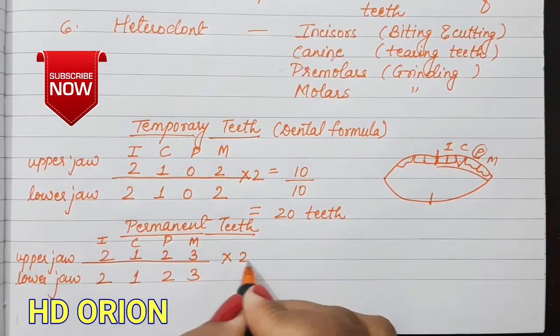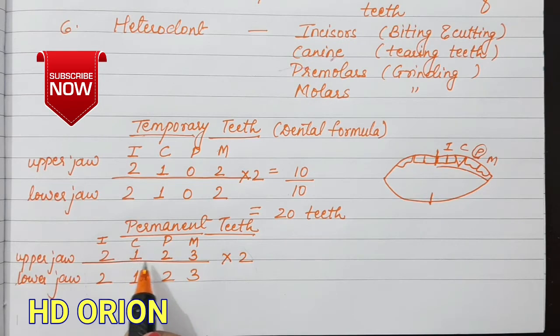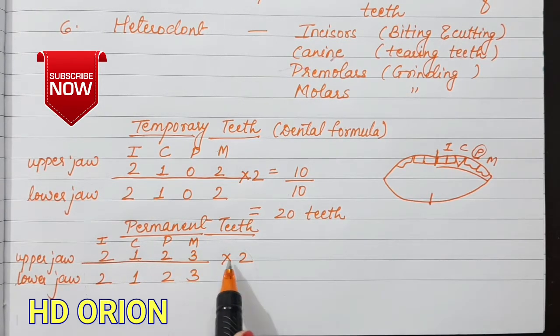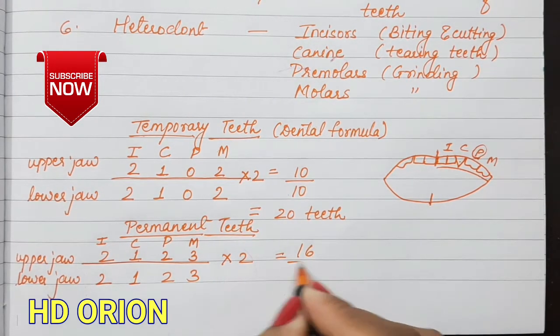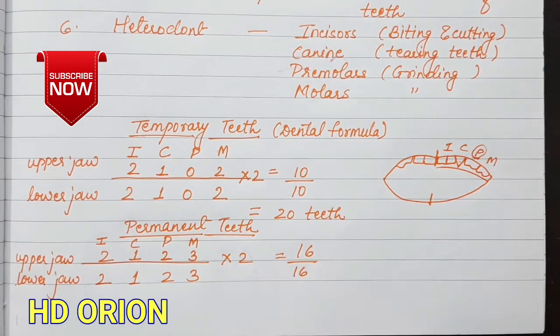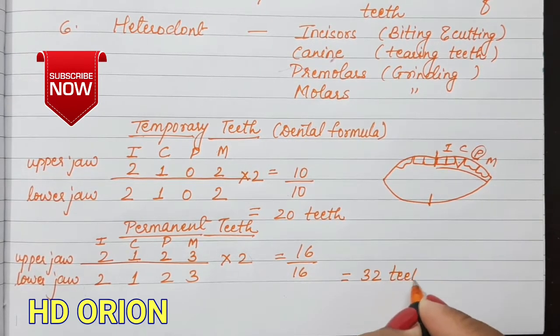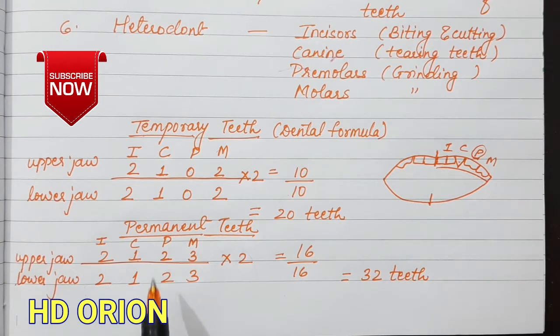We multiply it with 2. So 2 plus 1 is 3, 3 plus 2 is 5, and 5 plus 3 is 8. 8 into 2 is 16. 16 are present in the upper jaw and 16 are present in the lower jaw. Altogether there are 32 teeth in an adult mouth. So the permanent teeth is 32.